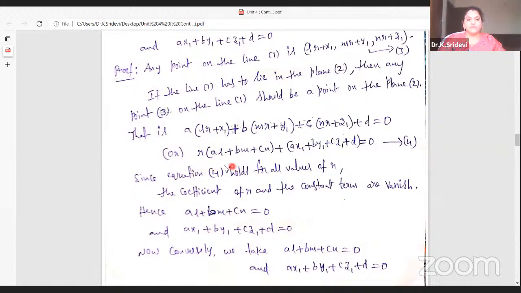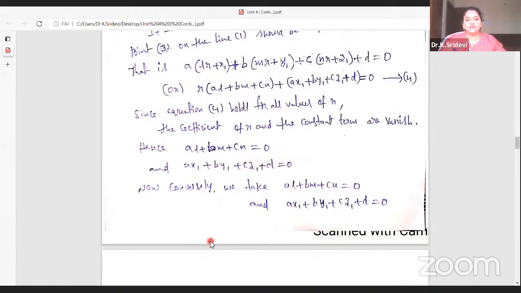Then what is the coefficient of r? This one, al plus bm plus cn, should vanish, and this constant term should also vanish. Therefore, al plus bm plus cn equal to 0, and ax1 plus by1 plus cz1 plus d equal to 0. This is the necessary condition. We take the given line and given plane, and we get these two equations as the conditions for the line to lie in the plane.